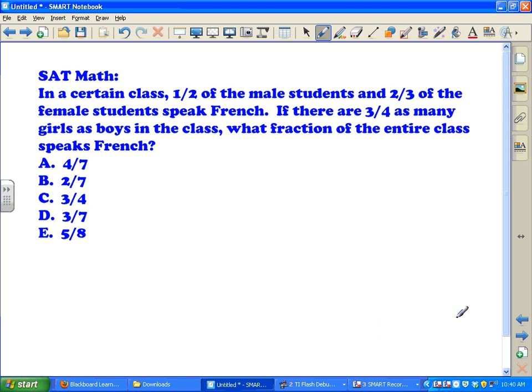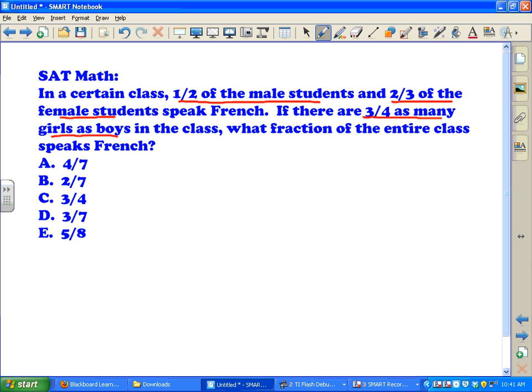Okay, there it is. This is an SAT math homework question, and it says, in a certain class, one half of the male students, so one half of the male students and two-thirds of the female students speak French. And it says there are three-fourths as many girls as boys.